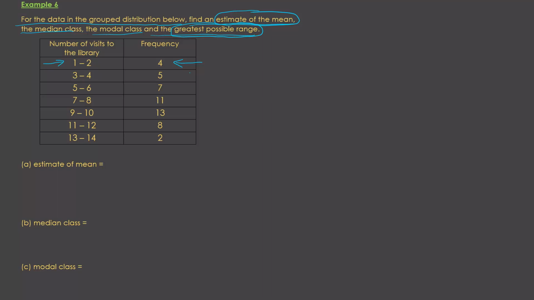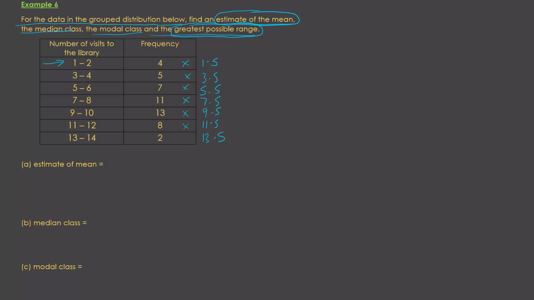So how do we go about estimating the mean? What we do is we use the midpoint of the interval. So we'd take this to be 1.5, halfway between 1 and 2, then 3.5, then 5.5, 7.5, 9.5, 11.5, and 13.5. And then to get the sum of the data, we multiply the frequencies by each of those midpoints.